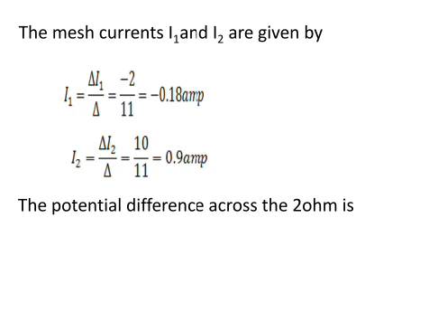Next, the potential difference across 2 ohm is equal to I2 into 2. You know I2 equals 0.9 amp. 0.9 into 2 equals 1.8 volt. The potential difference across the 2 ohm is 1.8 volt.